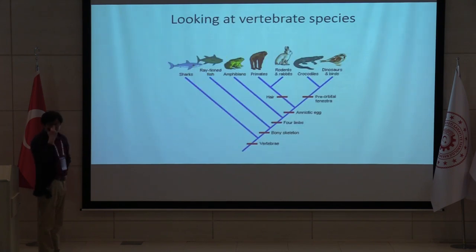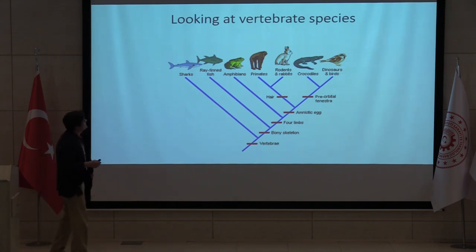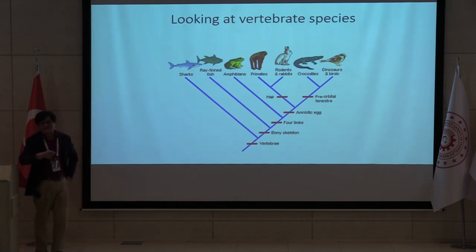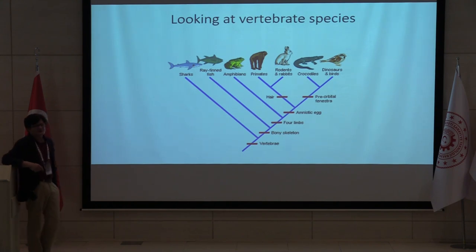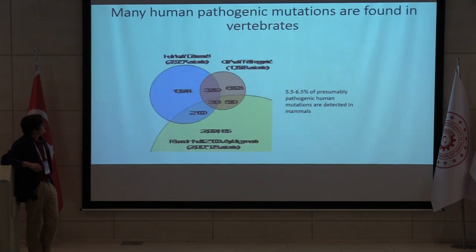So what we did, and this is still a few years back, so this is a quick story. It's a paper with my former graduate student in the lab, Daniel Jordan, and in collaboration with Nicholas Katsanis, published in Nature, I think 2015 or 2016, something like that. So we looked at a whole bunch of mammals and general vertebrates.